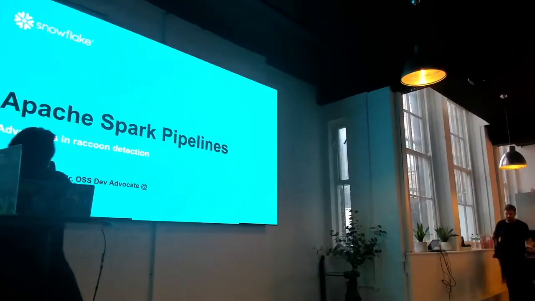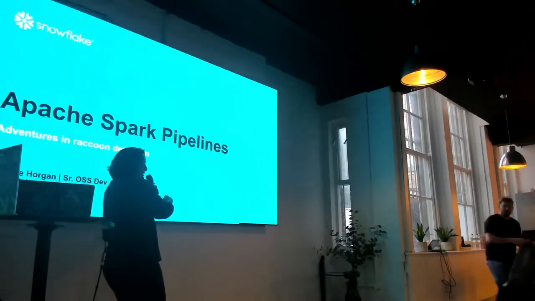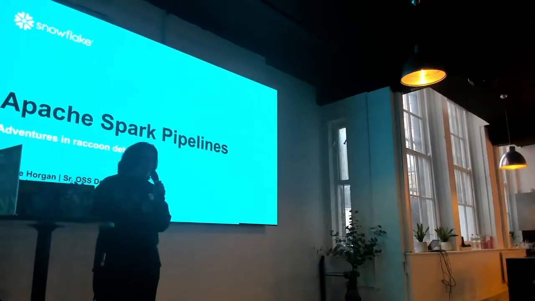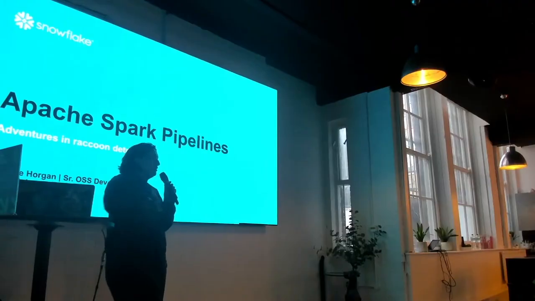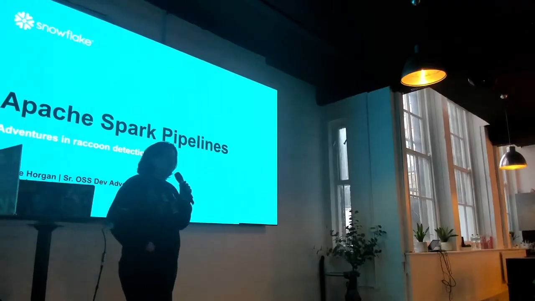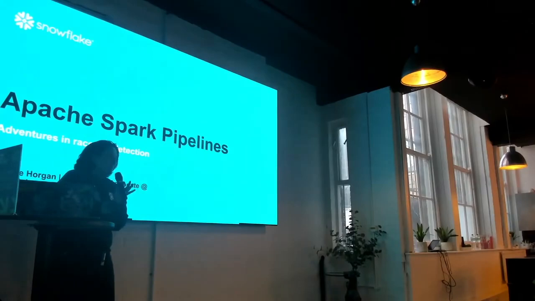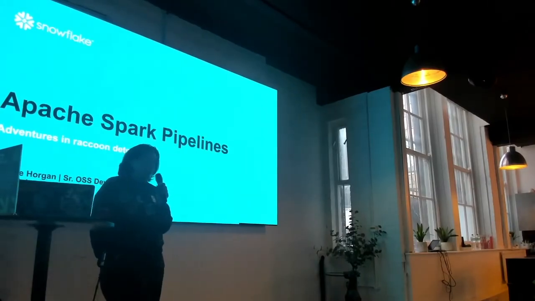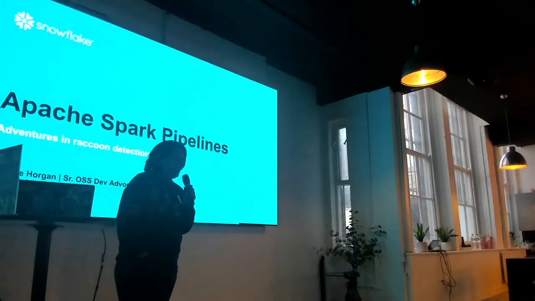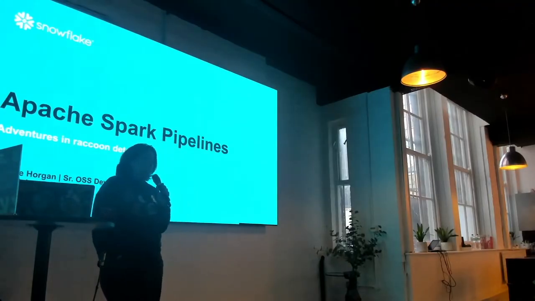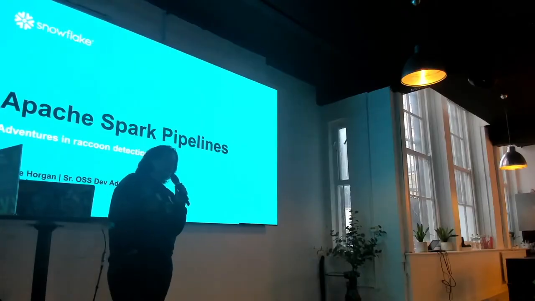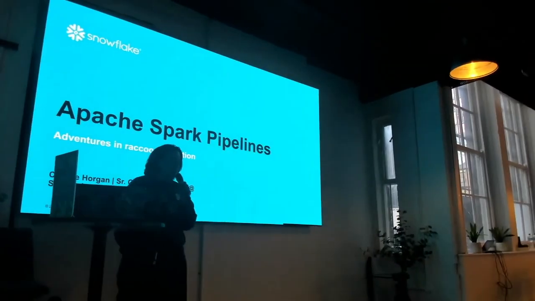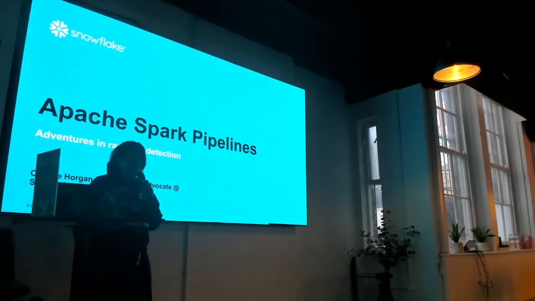Cool, so my name is Celeste Horgan. I am a senior developer advocate for open source at Snowflake. What senior developer advocate means is that I give a lot of talks at conferences and I create technical content. I spend about half of my time doing upstream contributions to projects like Apache Spark. But I also spend a decent chunk of my time facing internally and running Snowflake's open source programs office and making sure that we don't get sued when we decide to open source things.